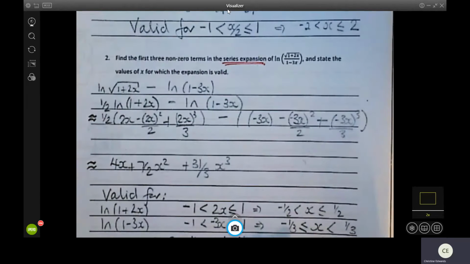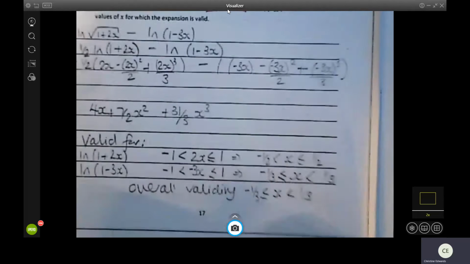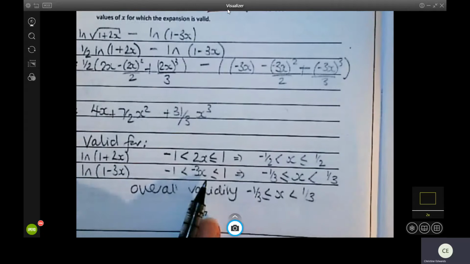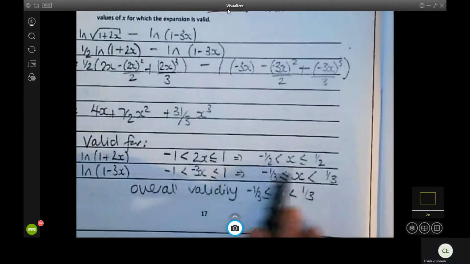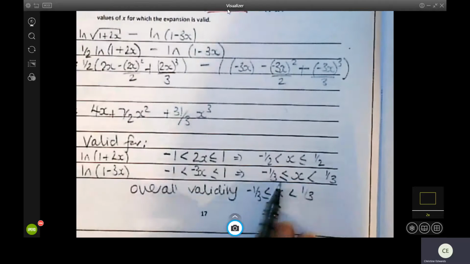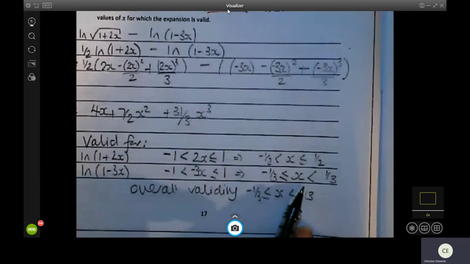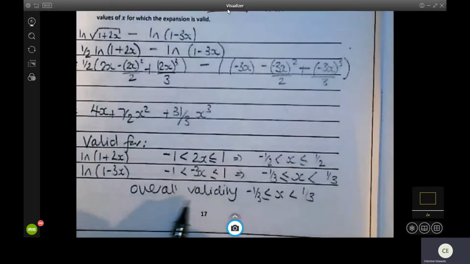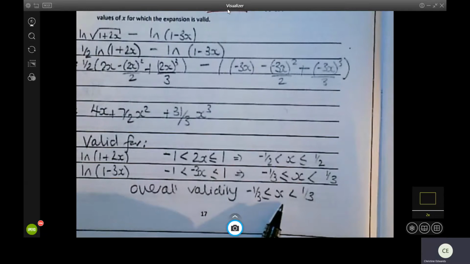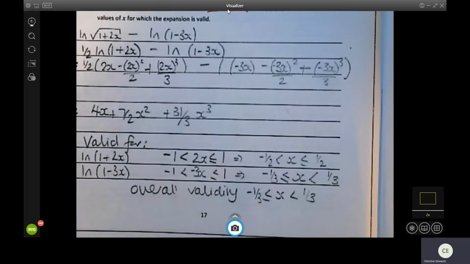The valid for is a little more complicated for this one because I have two expansions. So I have to consider both of them. I divide through by the 2. I divide through by -3, making sure that I have dealt with the inequality signs appropriately. The overall validity of the expansion is then the most restrictive of the two expansions, which in this case is this one here. So those are the introductory questions for series expansions.